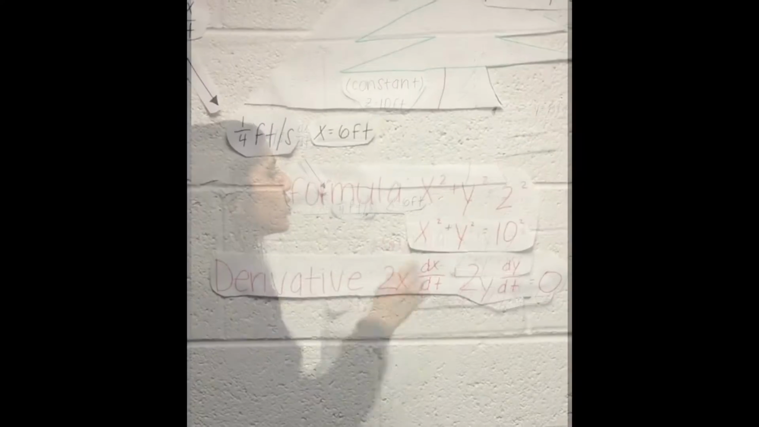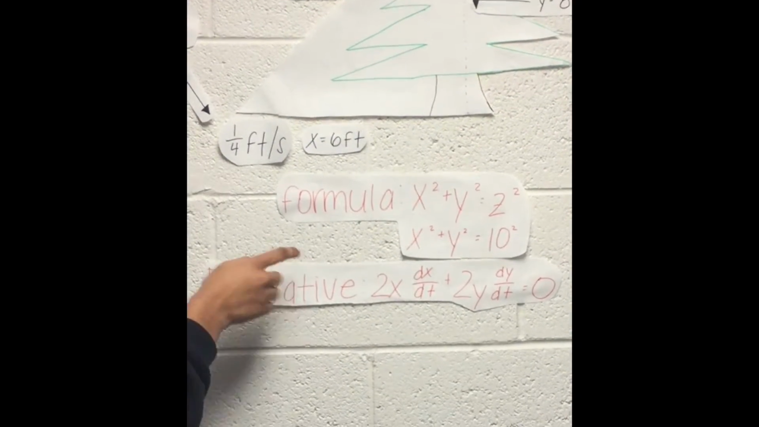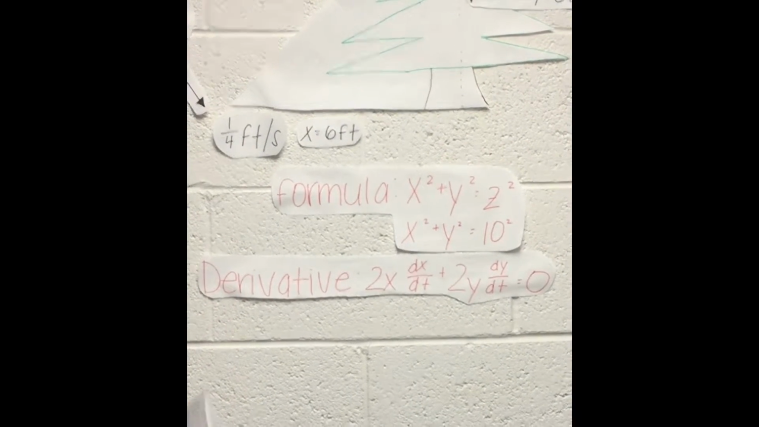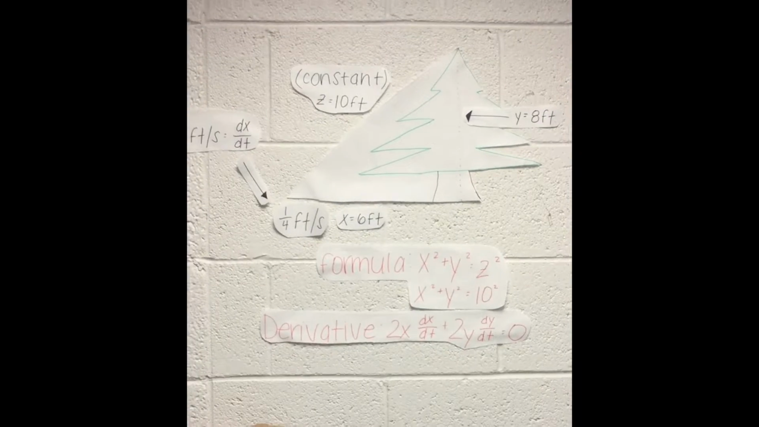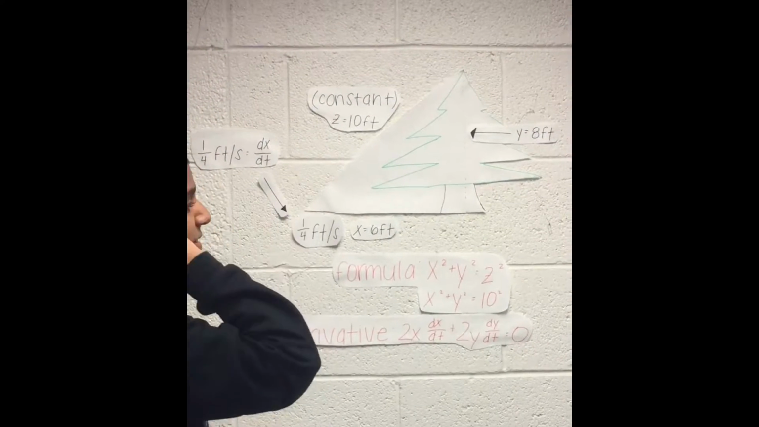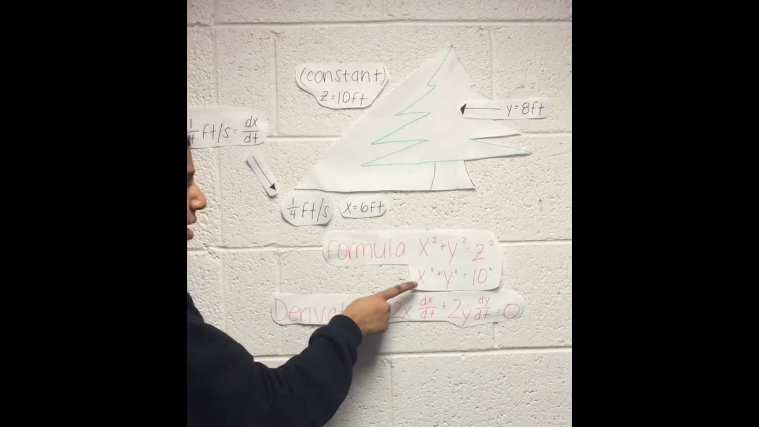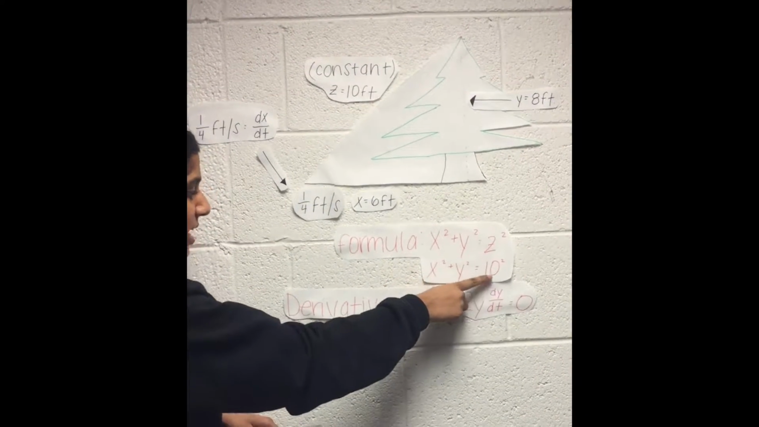and the distance from the top of the ladder to the base of the tree is 8 feet. So we're going to use the Pythagorean theorem, x squared plus y squared equals z squared, and as we mentioned earlier, z is going to be 10 feet, so we're going to plug that in for z, the length of the ladder. So you're going to have x squared plus y squared equals 10 squared.